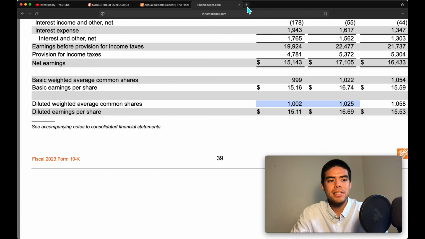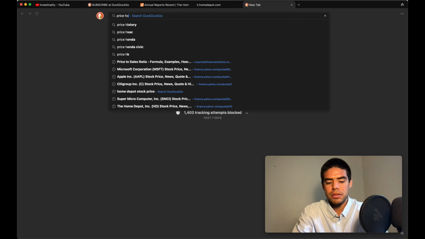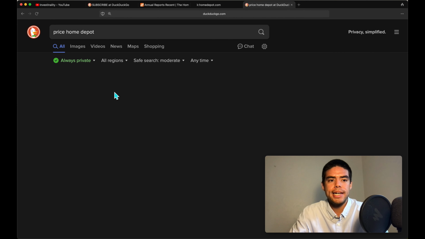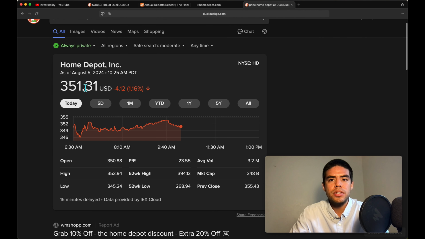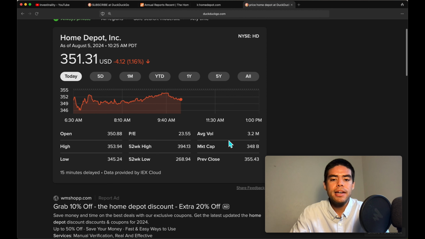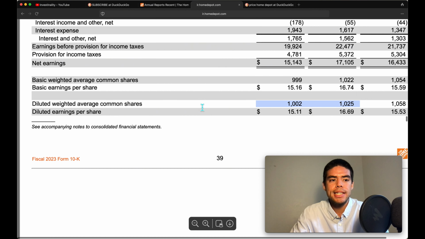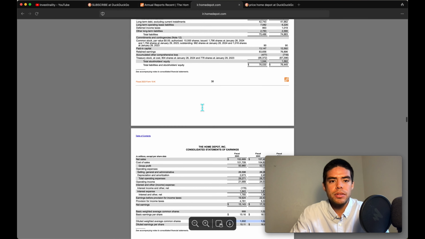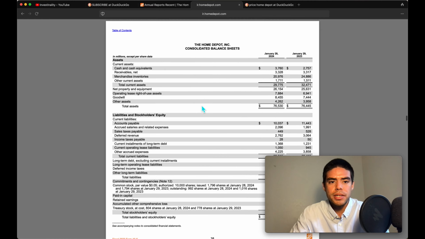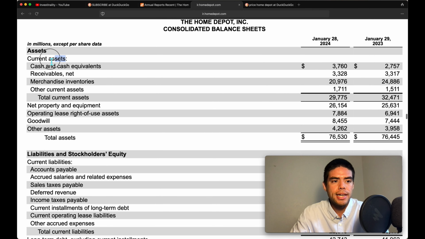We're also going to need the price. So the price of Home Depot is currently at $351.31. However, for consistency's sake, I'll be using the previous close price, which was $355.43. Now, the last value we're going to need is the assets. So in order to find assets, we're going to see right here, we have the current assets and cash, which is the cash value that we're looking for. Cash and cash equivalents was $3,760 million.